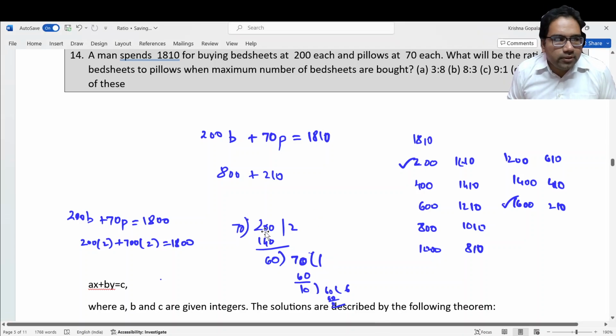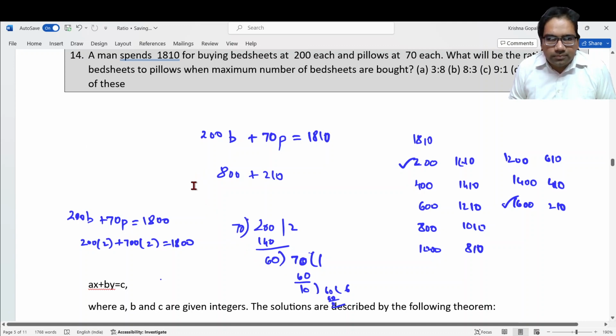GCD of 270 is 10, right? So 70 goes 2 times. This is how we calculate GCD, right? 2 into 70, 140. Then 60 remaining. 70 we will bring it here. 1 into 60 is 60. We'll bring the 60. 6 into 10 is equal to 60. Remainder is 0. So 10 is the GCD. Right? HCF or GCD.